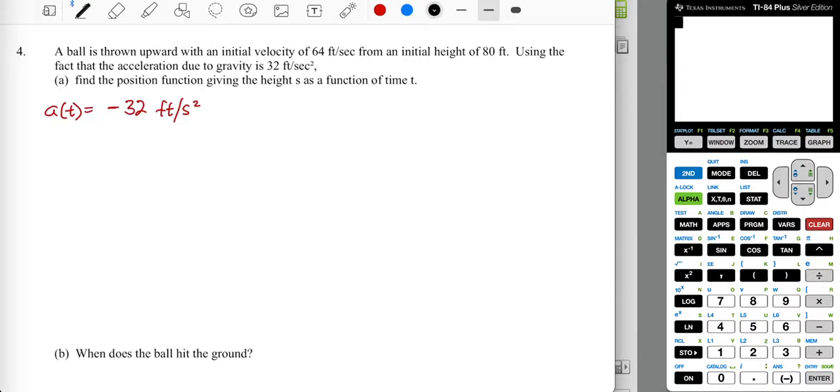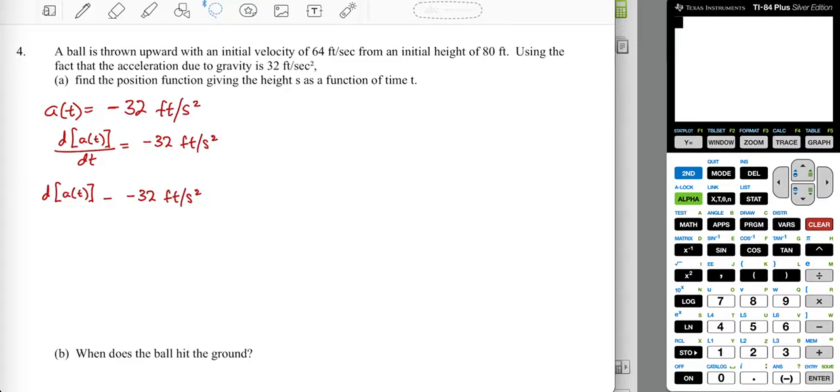All right, so this is something that could be written as d of a of t dt is equal to negative 32 feet per second squared. So that's the differential equation. But if we put it in differential form, now I'm looking at this whole thing with a dt at the end. Oops, we lost part of my equal sign. Okay, so I'm going to integrate both sides.